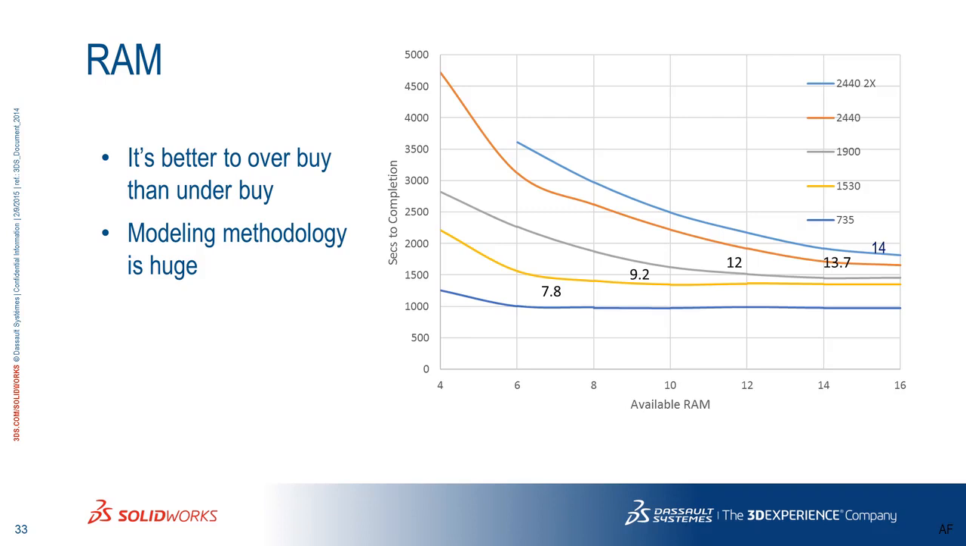So, how many people here do small assemblies, tiny assemblies? Tiny being less than 500 components. All right, that's pretty much everybody. How many of you have less than 8 gig of RAM, though? Just a few. Okay, that's good.